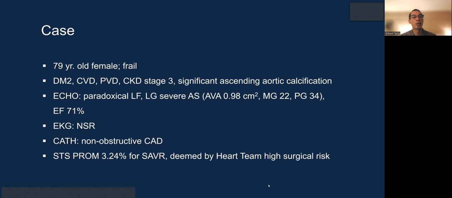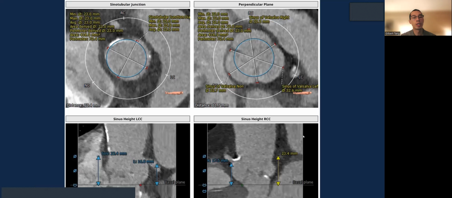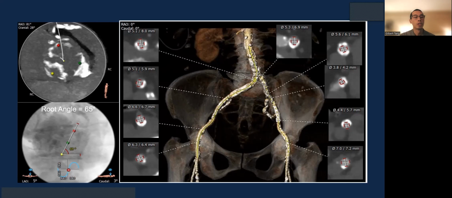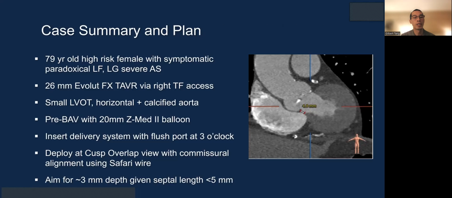The case involves a 79-year-old female with multiple comorbidities and a low-flow, low-gradient severe AS with normal ejection fraction, deemed by the heart team as high surgical risk. Here the annular perimeter is 18.5% oversized, and more oversized with a smaller LVOT. There is a large aortic root, no issue of coronary obstruction, a tri-leaflet aortic valve with a horizontal aorta of 65 degrees, and a bit of tortuosity and calcification in the access. There is no significant aortic valve angulation. However, there was a calcified ascending aorta.